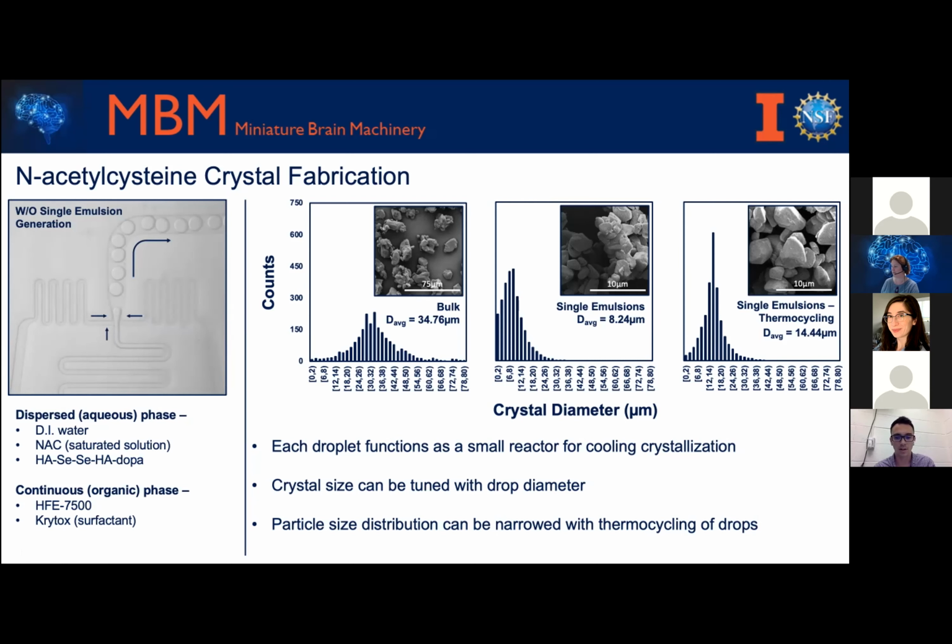So in order to obtain a narrow particle size distribution that is necessary for consistent release properties, I turn to drop microfluidics that can produce micro-sized single emulsion drops that function as individual reactors for my crystallization processes in the video. Displayed in the histograms, crystallization in the droplets leads to drastically narrowed particle size distributions, and the addition of thermocycling to control nucleation events also improves the size distribution.